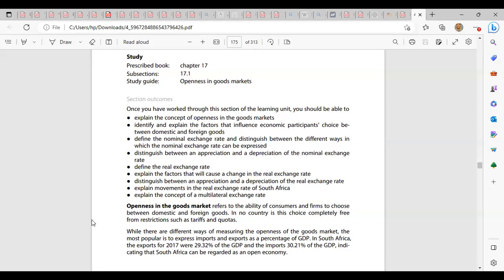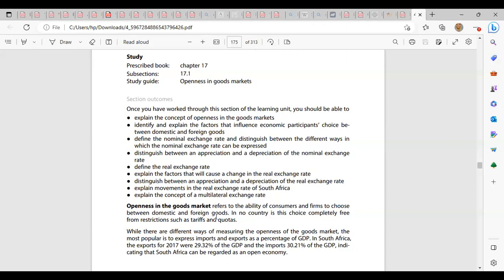All right, so this is basic. I think you are going to see how basic this is. So openness in a goods market refers to the ability of consumers and firms to choose between domestic and foreign goods. This is diametrically opposed to a closed economy. An example of a closed economy would be one that has been put under international sanctions. Such an economy doesn't have the option of trading with other countries. So it's a closed economy, not an open economy. It doesn't have the option for foreign goods.